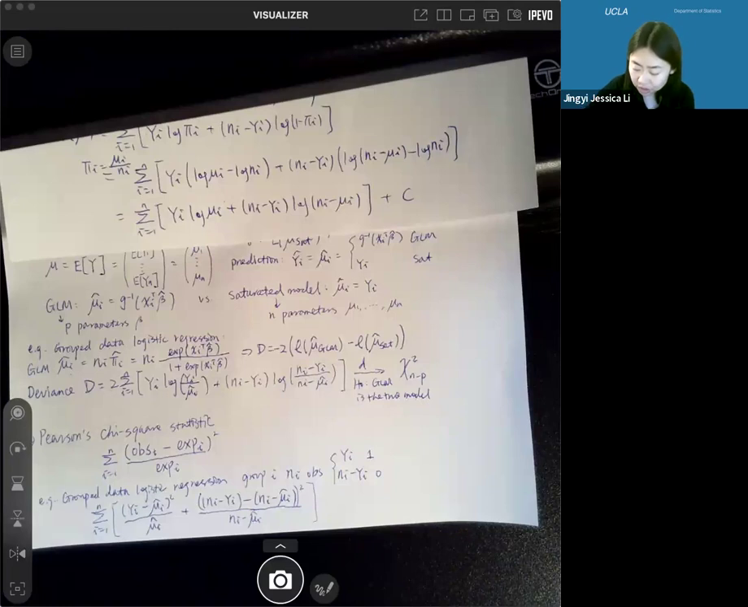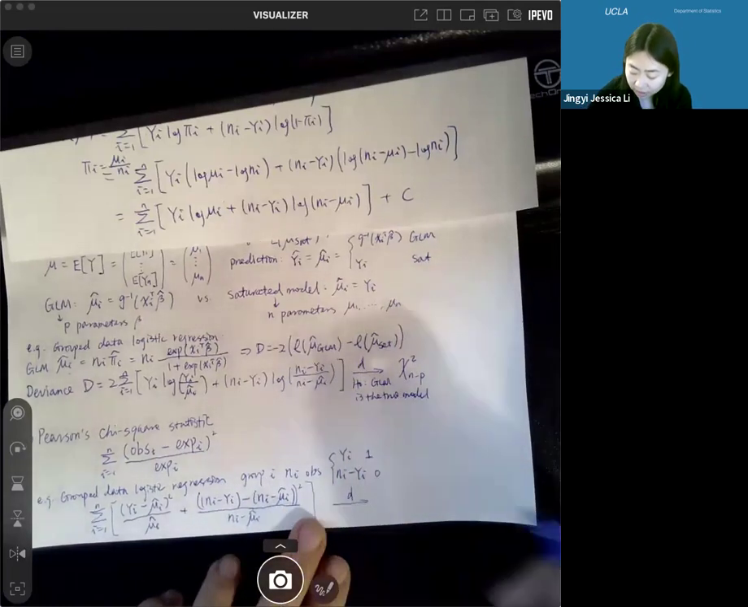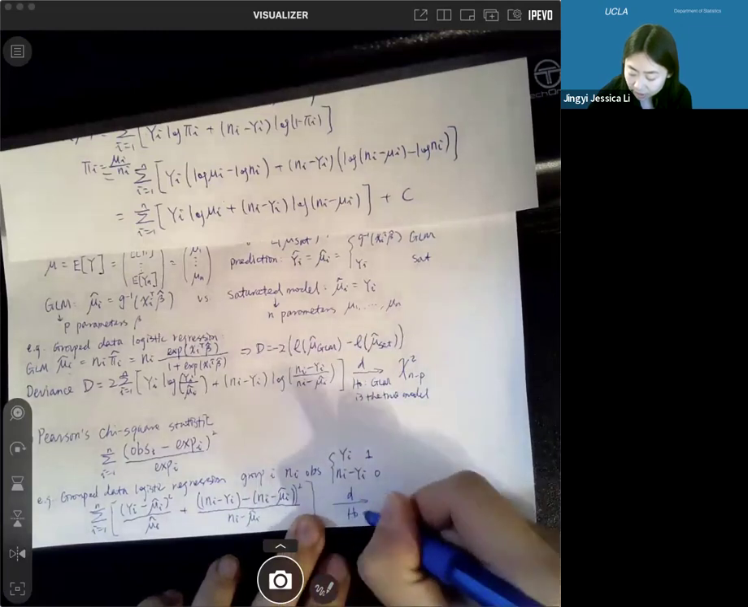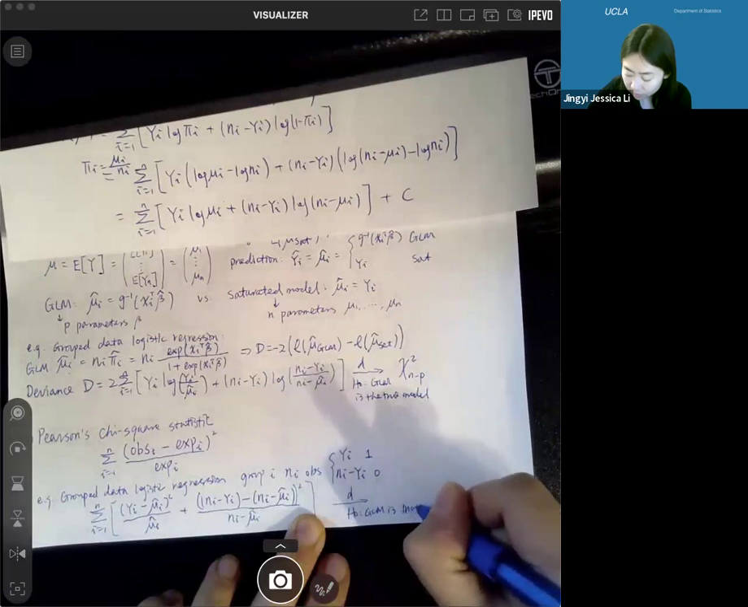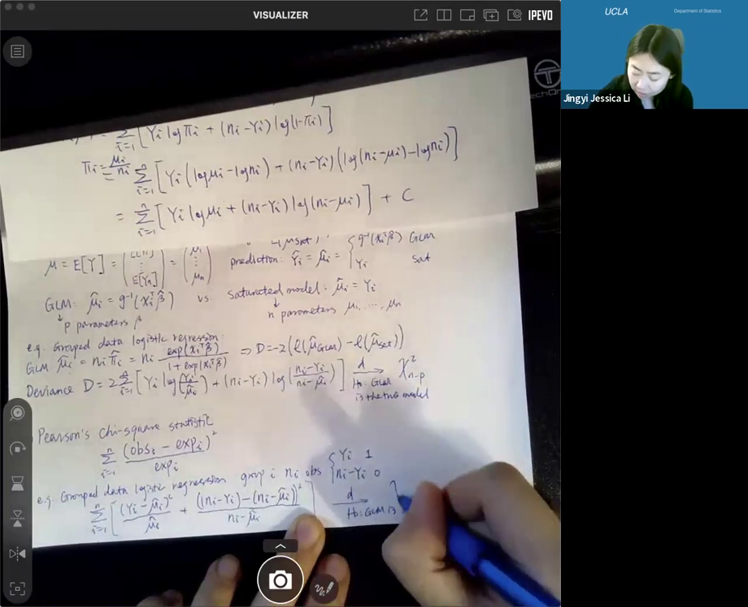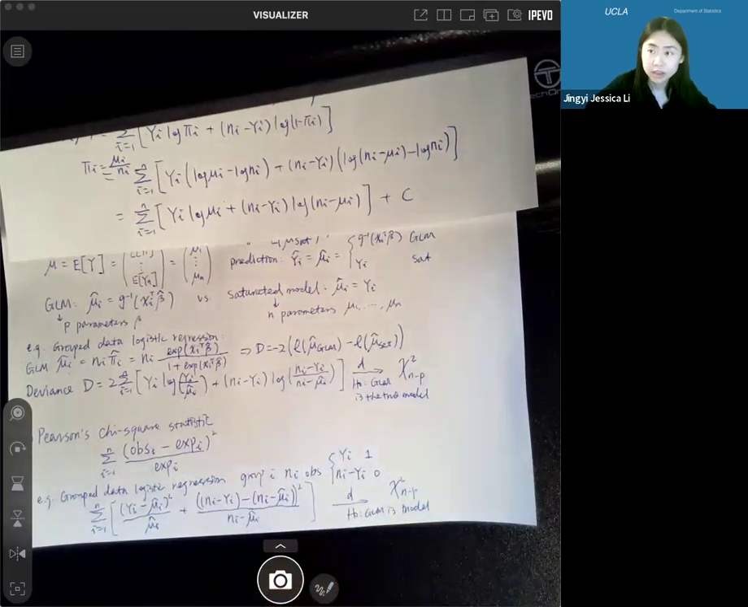Interestingly, asymptotically, when the sample size goes to infinity, under the null hypothesis, that is, when the GLM is the true model, it follows a chi-square distribution with m minus p degrees of freedom. So asymptotically, it's equivalent to the deviance. That's what we just said about the asymptotic equivalence of the score test and the likelihood ratio test.